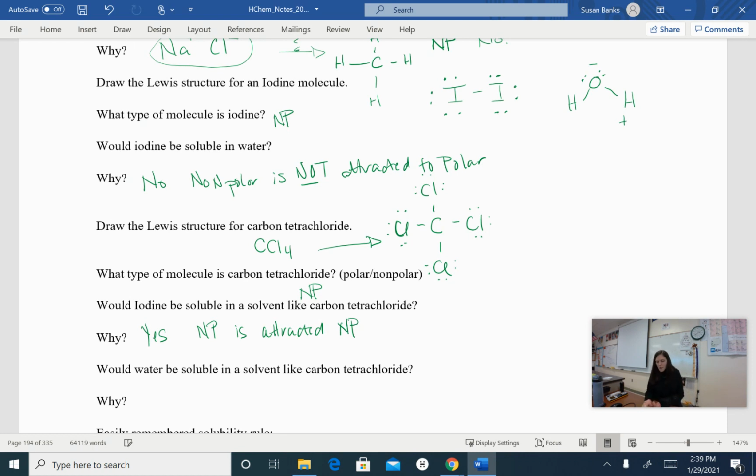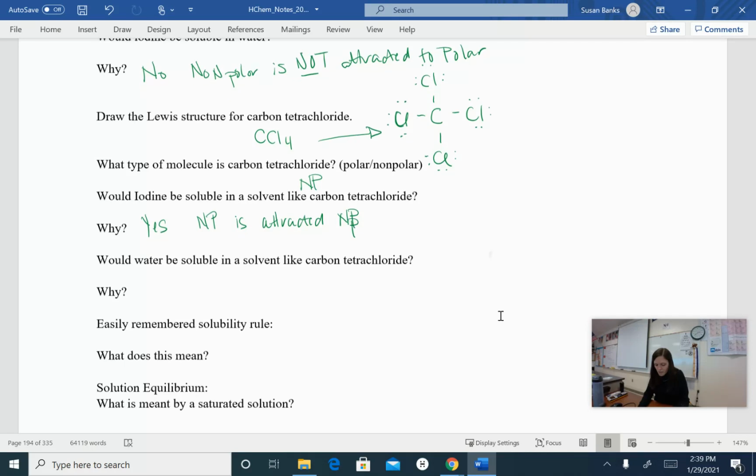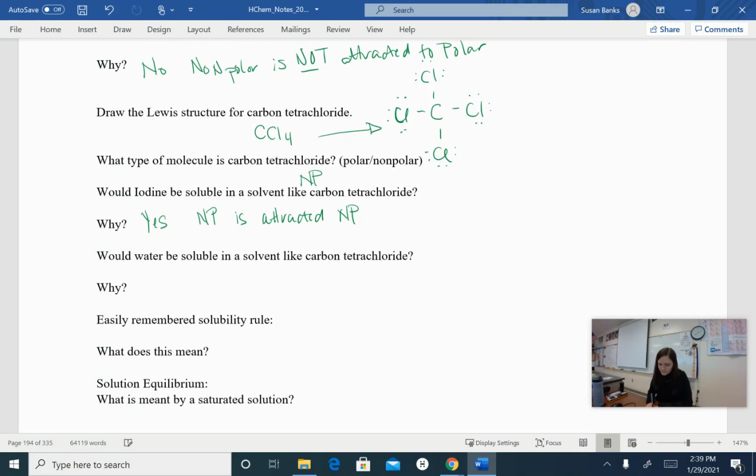Okay, would I be able to dissolve water in carbon tetrachloride? Remember, water is polar and carbon tetrachloride is nonpolar. Would that work? No. So polar is not attracted to nonpolar. Okay? So the easily remembered solubility rule is like dissolves like.